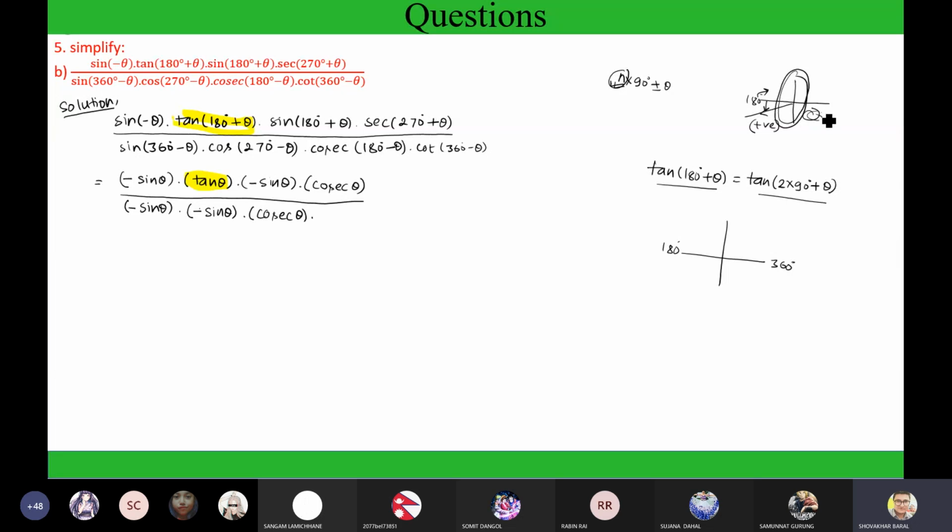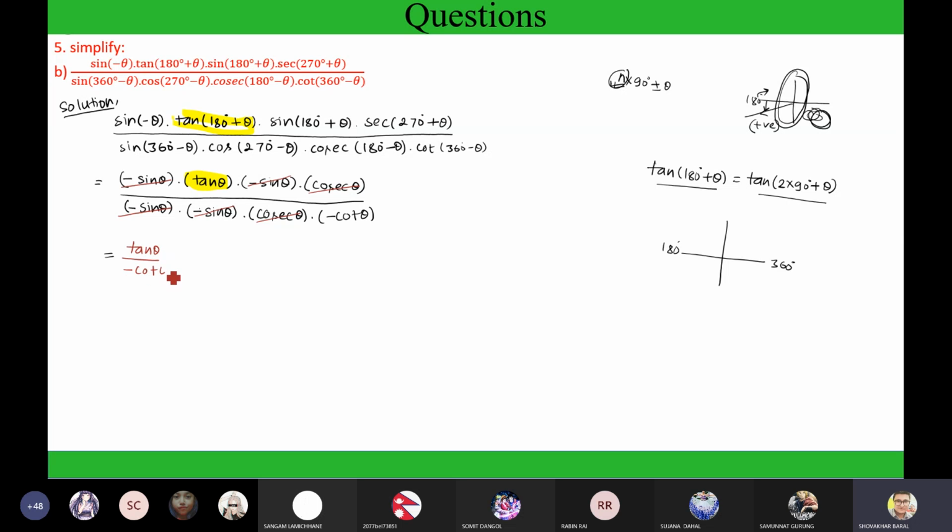So cot 360 minus theta is in the fourth quadrant, cot will be negative there, so minus cot theta. So now few ratios will be cancelled here. Let me see which will be cancelled. Minus sin theta and minus sin theta, these two are cancelled here. Again this minus sin theta and this minus sin theta are cancelled. Cos theta, cosec theta and cosec theta, these two are also cancelled. So what remains here is tan theta upon minus cot theta.